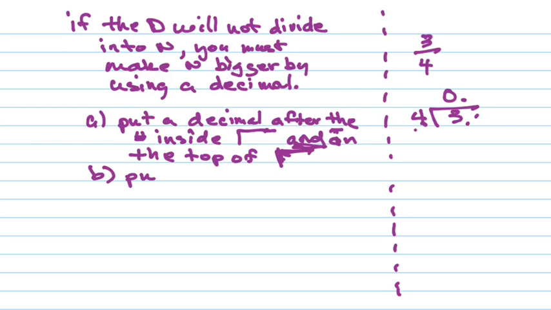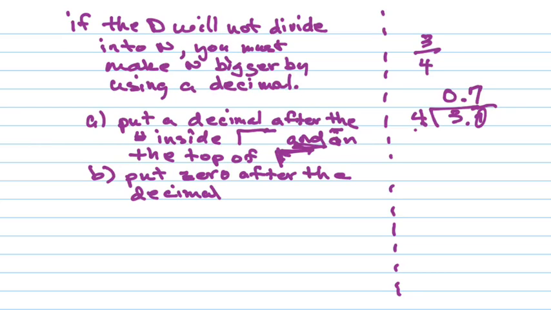Then put 0 after the decimal. So what you're doing is you're making it look bigger without really changing the size of it. Because 3.0 is the same as 3, right? Okay? But now it looks like a 30, doesn't it? And will 4 go into 30? Yeah. How many times, guys? 7 times. Excellent. Okay? So do you see what's happening is by adding the decimal, you're making it look bigger so that you can get a number that it will divide into.